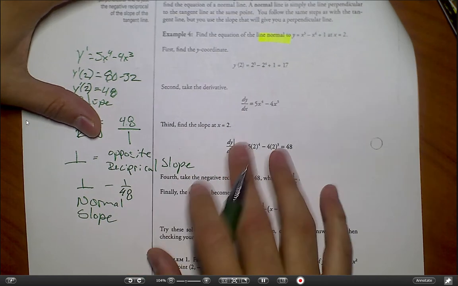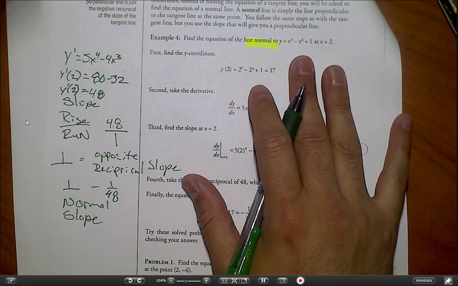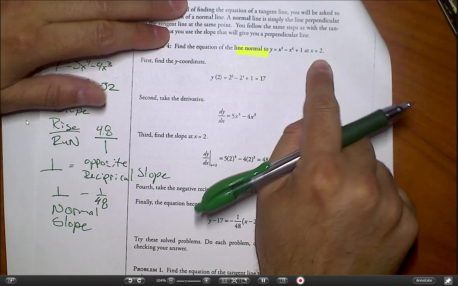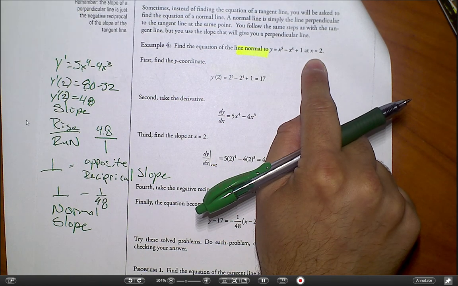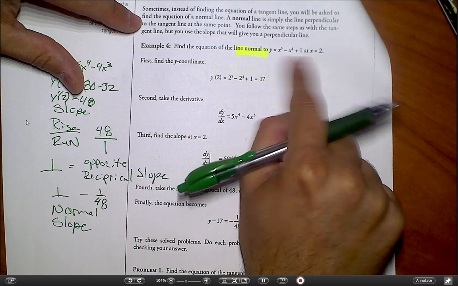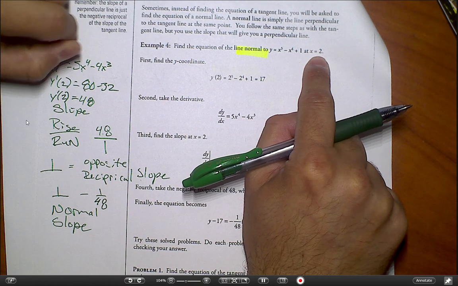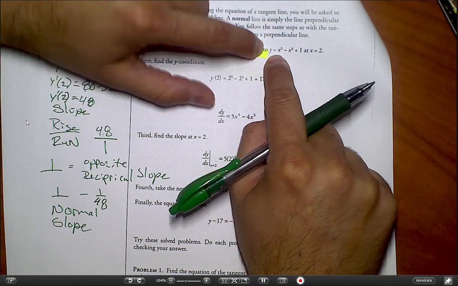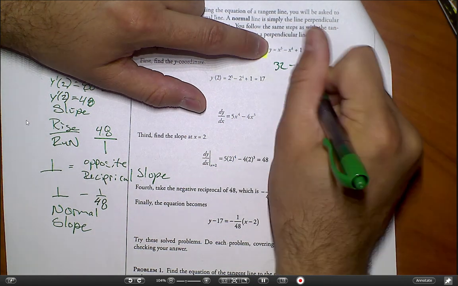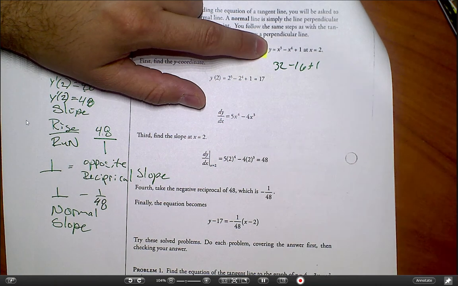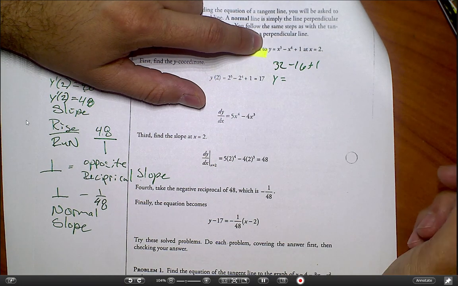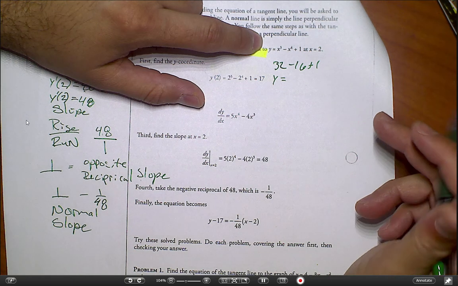So now I could actually do the same thing that I did. Now I have an x value, but I also need a y value. To get the y value, I need to plug this back into my function to figure out what y is when x is equal to 2, right? So if I plug that in, 2 to the 5th should be 32, 32 minus 16 plus 1. So my y value is going to be, is that 17? Bless you. Is that 17? I hope so. Oh, good.